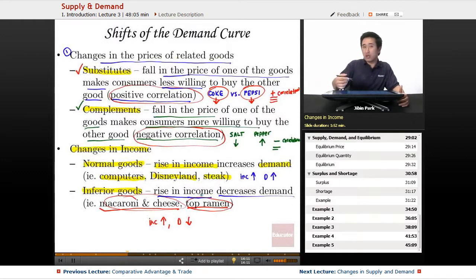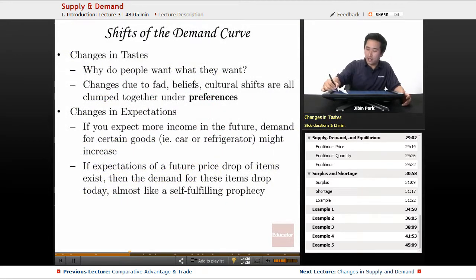But also the converse would be actually true. So if your income decreased, so if I got fired from my job and I had no source of income, then the demand for macaroni and cheese and Top Ramen would actually increase. I'd want to feed my family, and with no source of income, maybe my demand for food at the 99-cent store would increase. Very sad situation, but that's basically the way economics works here.